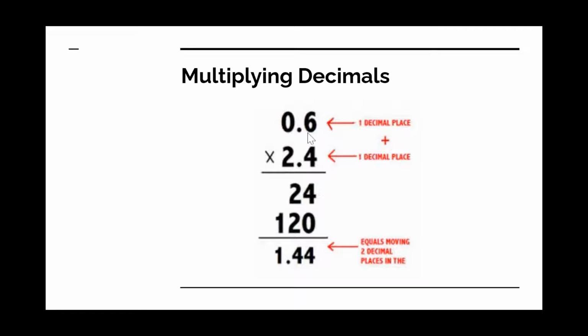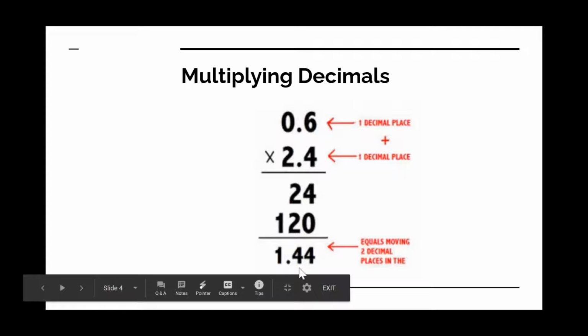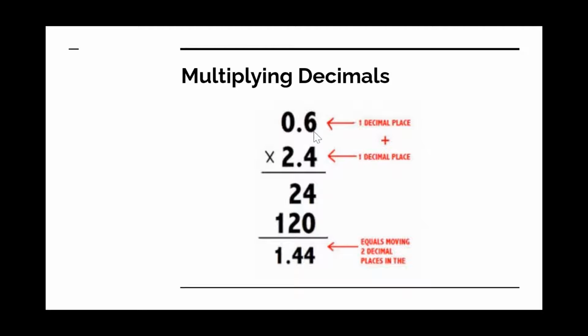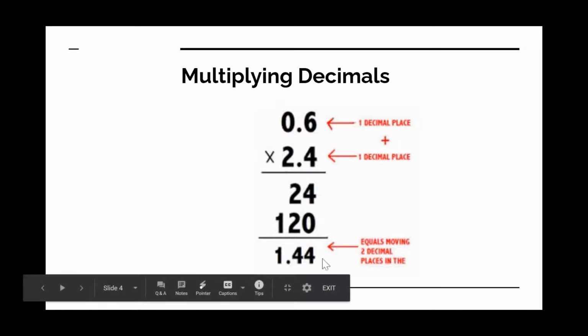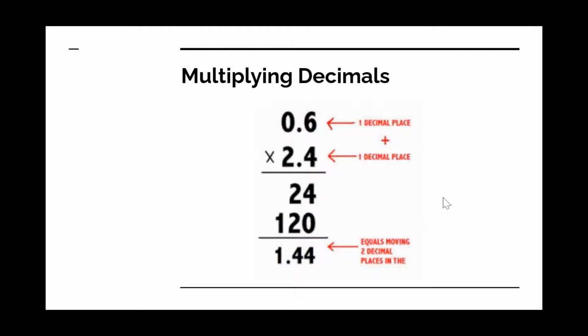Now, over here, depending on how many numbers are behind the decimal is how many spaces you will move your decimal, okay? So over here, the decimal is right here, right? There's one number behind the decimal, and over here there's another number. So 1 plus 1 equals 2. So you are going to move your decimal point 2 times over here, and then your answer would be 1.44 or 144 hundredths.